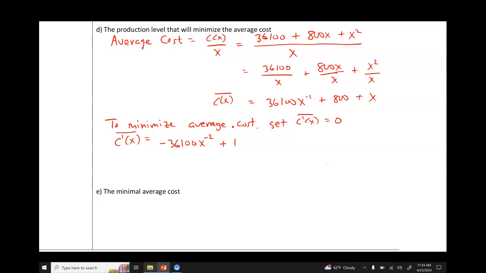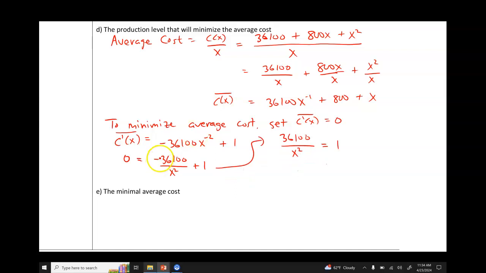Then we are going to set that equal to 0. Remember that we can't have any negative exponents in our final answer, so we move it to the denominator and make it positive. So we get negative 36,100 over x squared plus 1 equals 0. Let me repeat that. Negative 36,100 over x squared plus 1 equal to 0. We set it equal to 0 because in order to minimize cost, we set the first derivative equal to 0. And then we use some algebra to solve this.